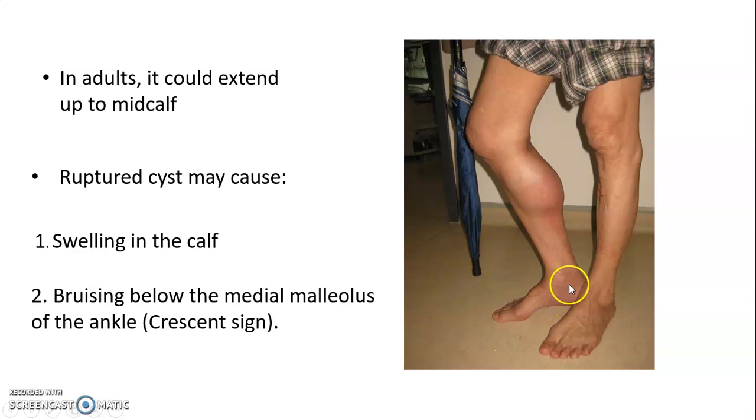This is medial malleolus, and below the medial malleolus there could be swelling, and this bruising below the medial malleolus is diagnostic of Baker's cyst rupture, and it is called crescent sign. So let me repeat it once again. Baker's cyst is a small golf-sized swelling at the back of the knee or popliteal fossa. One experiences pain, stiffness, and inability to flex the knee. Then if it ruptures in adults, there can be swelling in the calf and bruising below the medial malleolus of the ankle, which is the crescent sign.